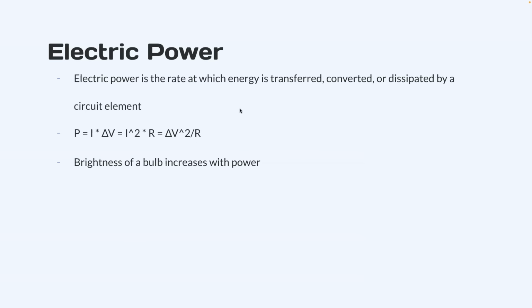Electric power is the rate at which energy is transferred, converted, or dissipated by a circuit element. Electric power of a bulb will increase with brightness, and can be considered as just brightness. Power is equal to I times ΔV, which is equal to I squared times R, and is equal to ΔV squared over R.